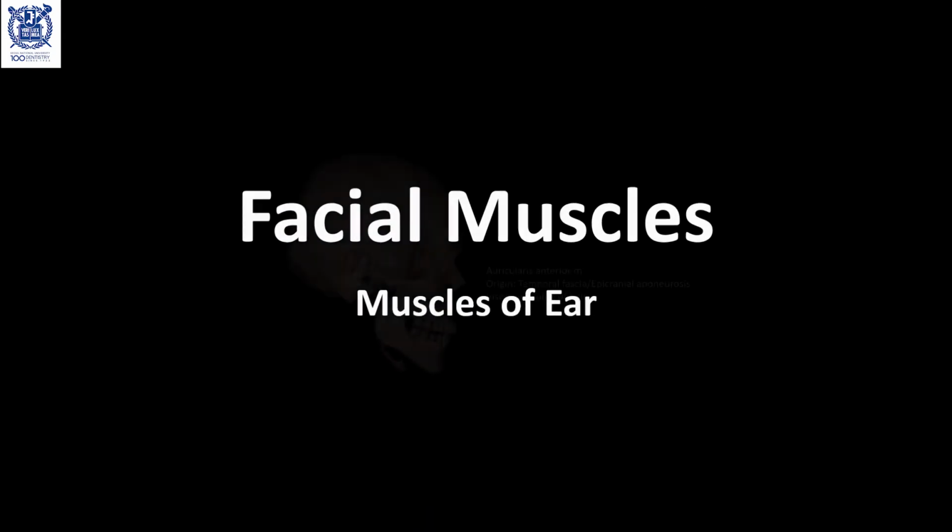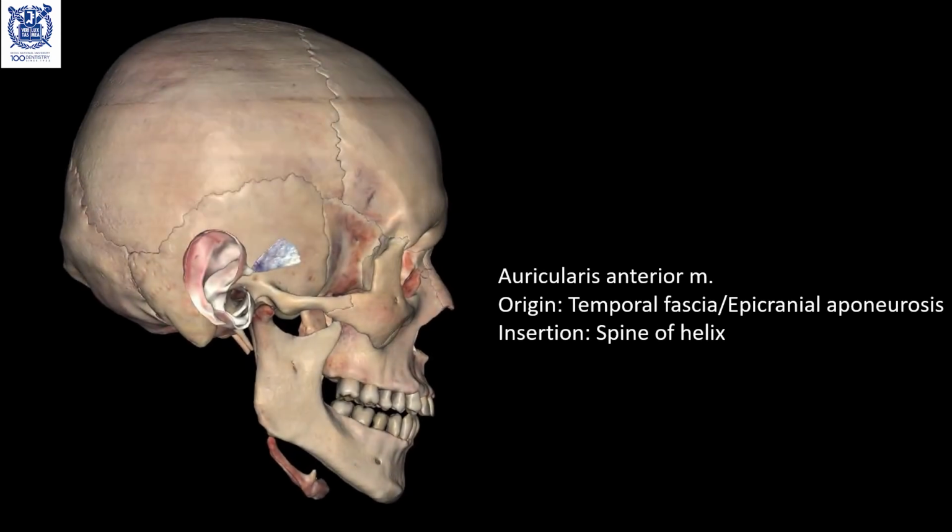Let's move on to the muscles of the ear. Auricularis anterior muscle. This muscle is the smallest one of the three auricularis muscles. It is thin and fan-shaped, and its fibers are pale and indistinct. It arises from the temporal fascia. Some authors set its origin at the lateral edge of the epicranial aponeurosis. It has its insertion at the spine of the helix, or the front of the helix of the ear.